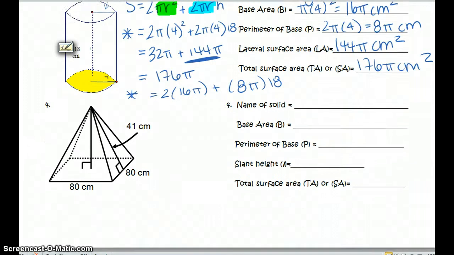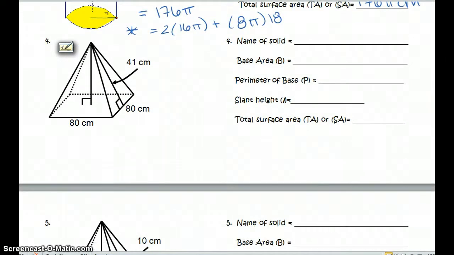Okay. Next example, number 4. First of all, let's name the solid. This is a square pyramid. Remember that a pyramid meets at a point. This is not a cone. A cone will have a circular base. You should only be using the equations with pi for cylinders and cones because those are the only ones that have pi in the formula and have circular bases.